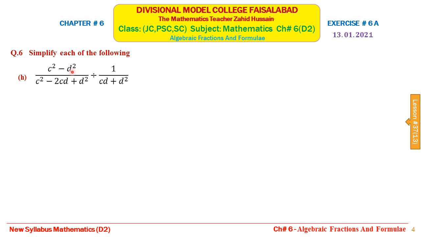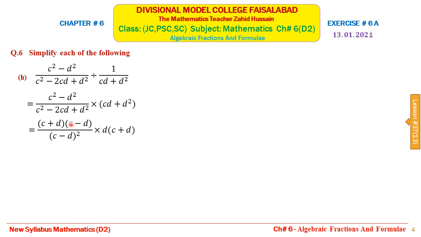Again, the numerator is of a square minus b square type, and this is an identity, a square minus 2ab plus b square. We will change this division into multiplication, and we will take the reciprocal of this. Reciprocal of this is cd plus d square over 1, and we do not write over 1 in the denominator. We will factorize these two expressions.